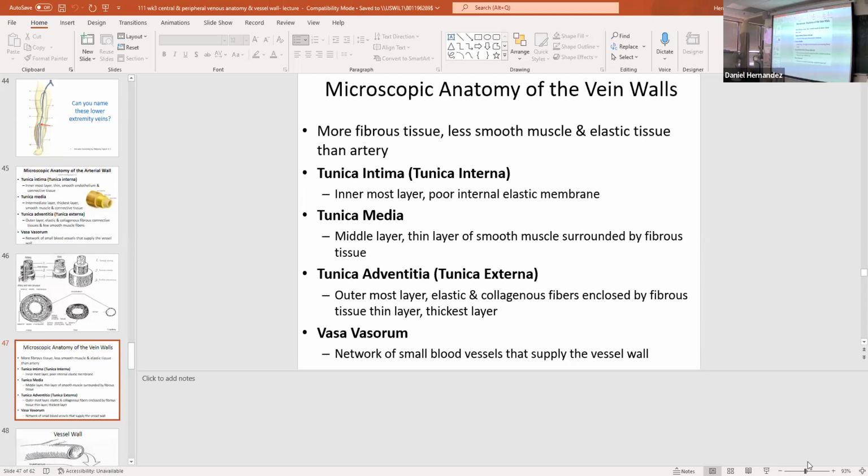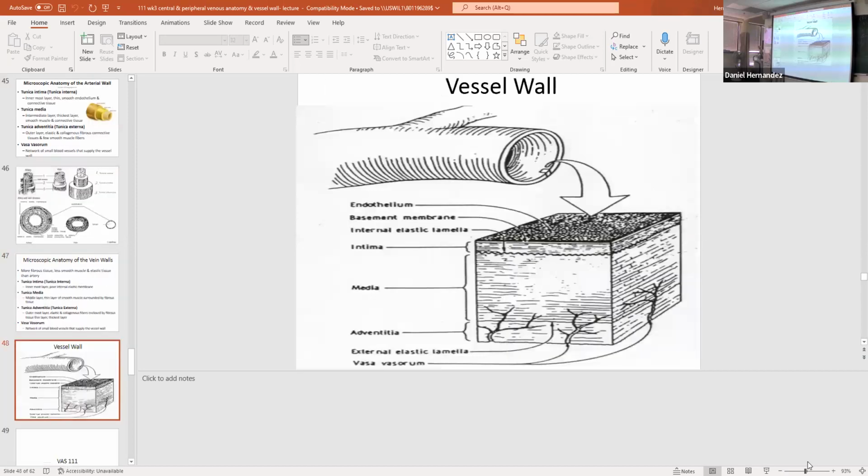Again, veins are also fed by that vasa vasorum layer, that small network of small blood vessels. This is showing the vessel wall layers going from the outside to the inside, the intimal layer, the inner layer. The vasa vasorum lie along the outer layer and supply blood flow to that adventitial layer, and the nutrients seep inward.